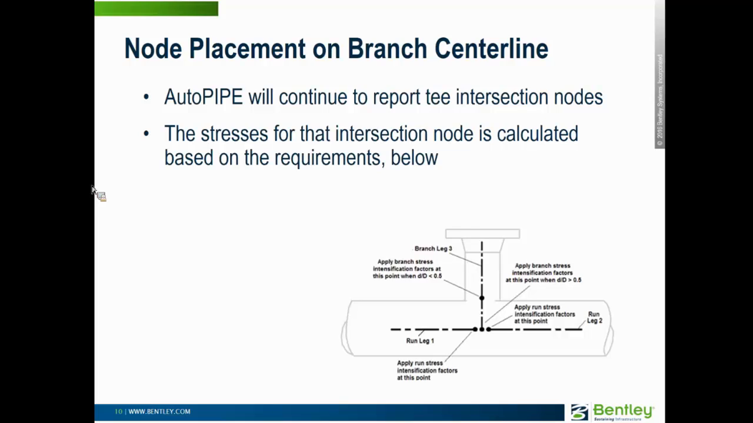But AutoPIPE will not be reporting that as a separate node, at this time, in order to simplify the actual evaluation of this. AutoPIPE will be evaluating the stresses at the appropriate location by placing a rigid link between these two if needed, based on the actual geometrical requirements. It will still be reporting the T-intersect on the branch side, but will be reporting the stresses at the appropriate location. I hope that makes sense. It's a little confusing. Yeah.